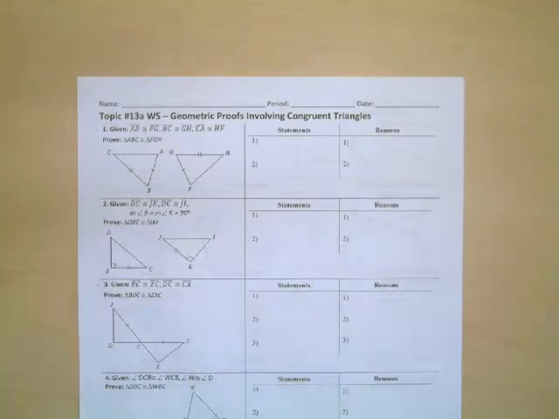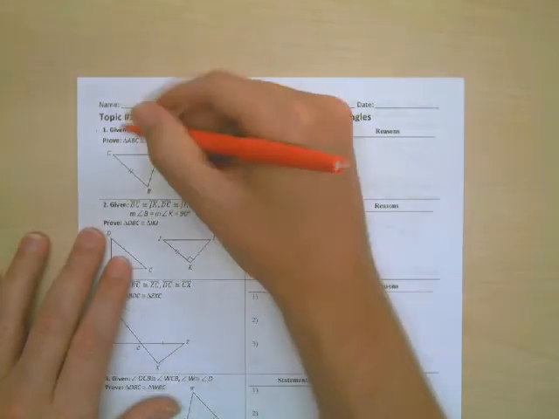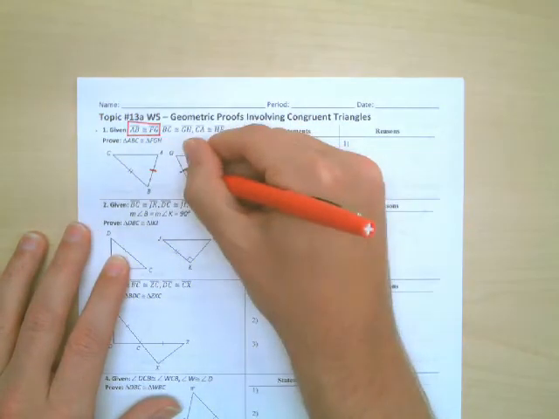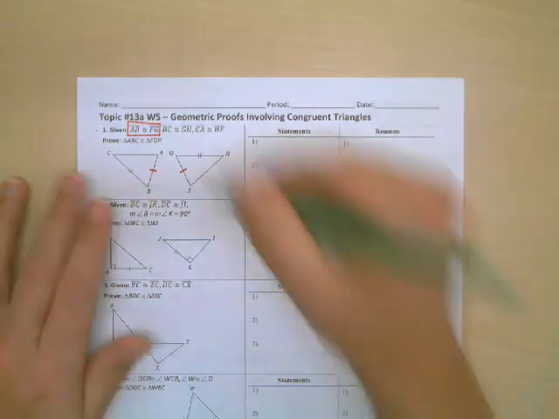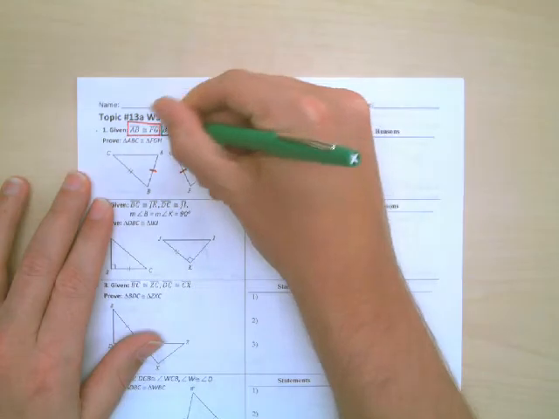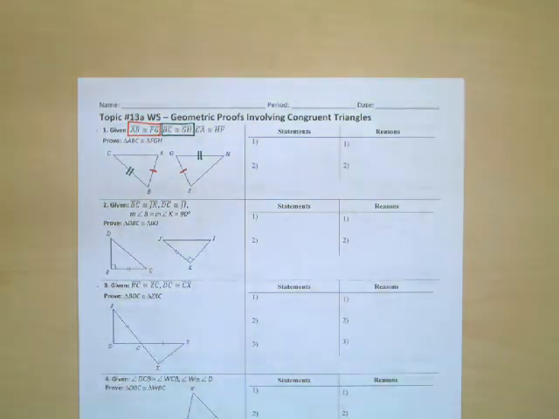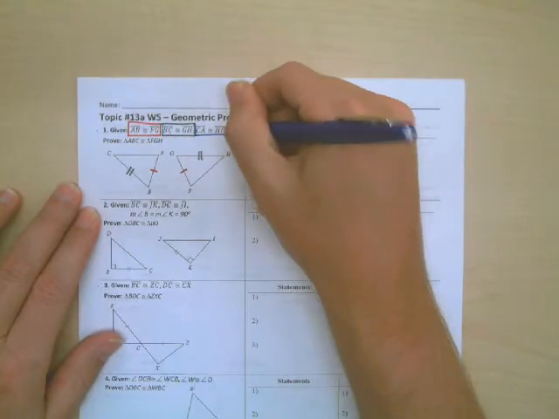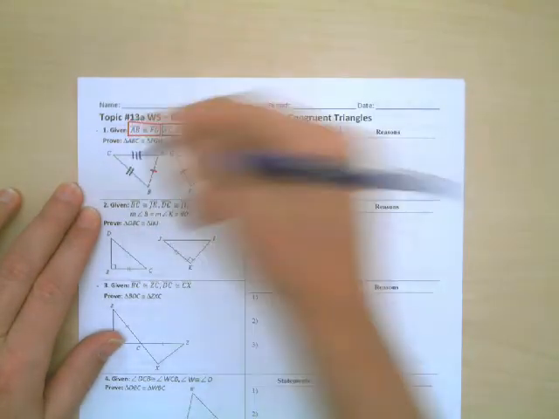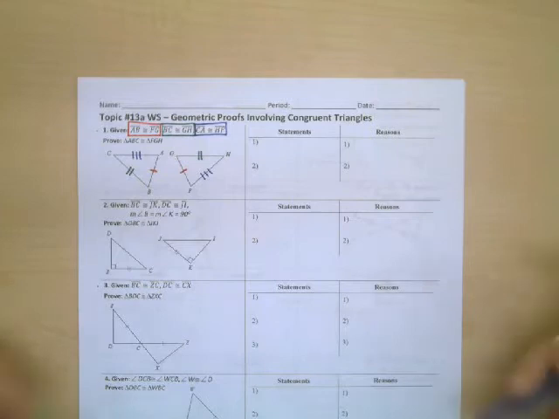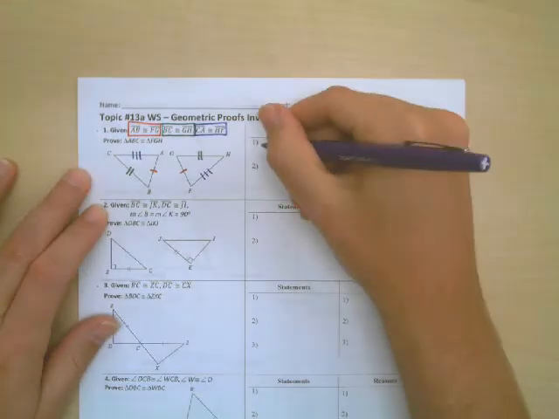Proof number one says, given side AB is congruent to side FG. I'm going to make sure that information is marked on my proof. Then it says BC is congruent to GH. Make sure that's marked on my proof. And then side CA is congruent to side HF. In this picture, there's no implied information that we need to mark. Everything we need to mark has been marked. Now I'm going to complete my proof. I'm going to write down my given information.